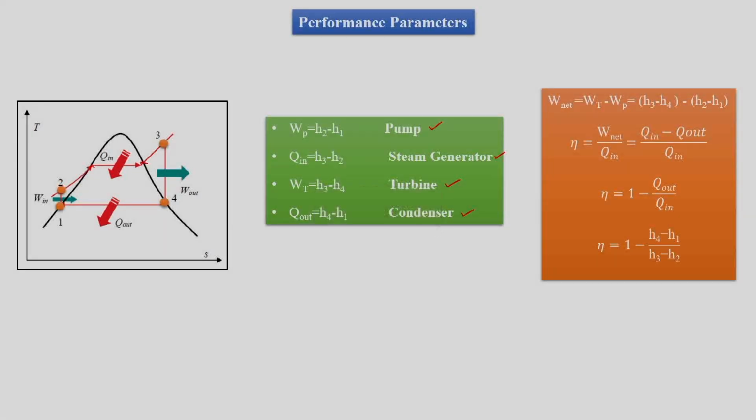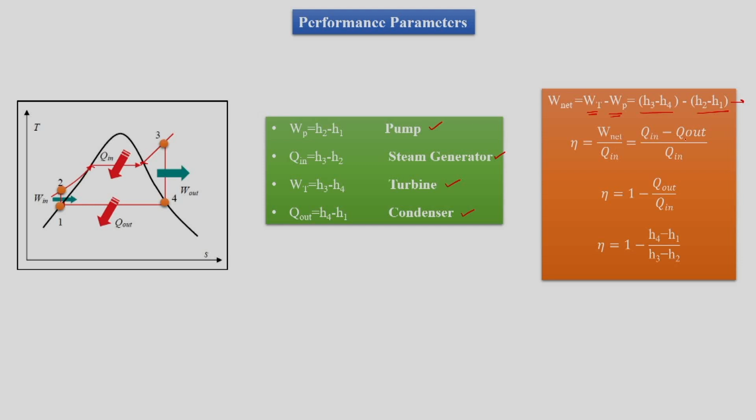Then using these calculations we can find out net work, which is gained by us in the form of mechanical energy. That work is W net, which is equal to turbine work minus pump work, but we know that turbine work is H3 minus H4 and pump work is H2 minus H1. So net work is (H3 minus H4) minus (H2 minus H1).